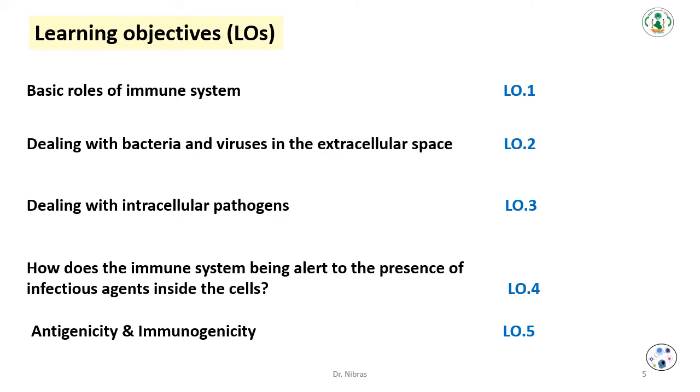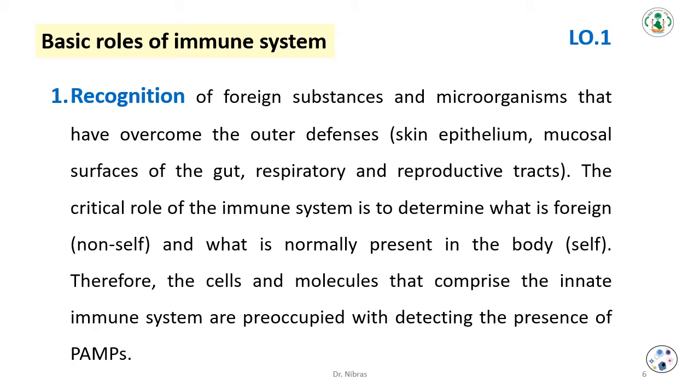Basic rules of the immune system. First of all, what is the immune system? The immune system comprises cells and molecules that contribute to immune defenses against infectious and non-infectious conditions, self versus non-self. The first step is the recognition step.